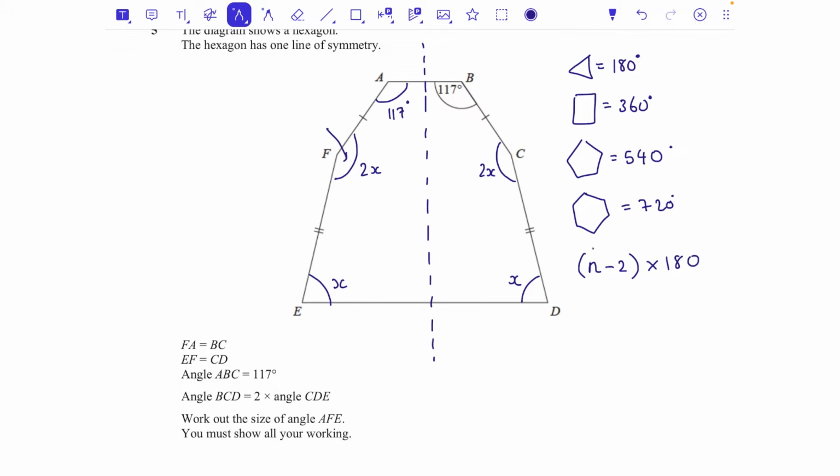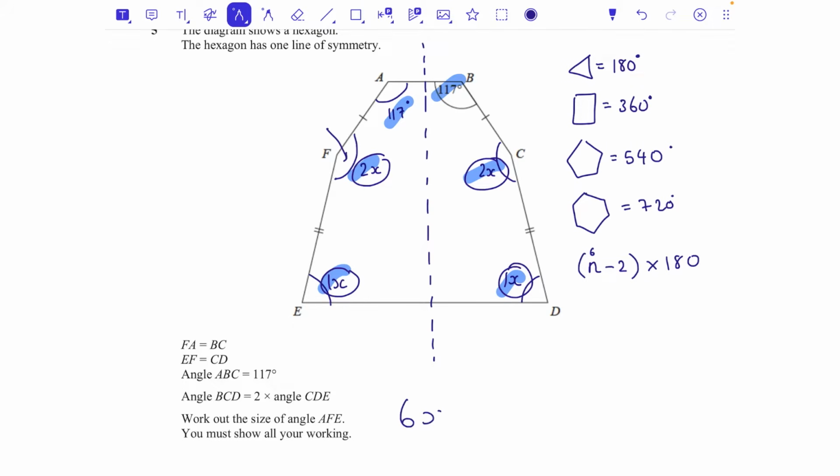So in this case, because it was a 6-sided shape, 6 take away 2 is 4, and 4 times 180 is 720. So I now know that all of these angles, 1, 2, 3, 4, 5, 6, must add together to equal 720. So I've got x, add 2x, add 2x, add another x, which altogether is 6x, because these ones are 1x and 1x.